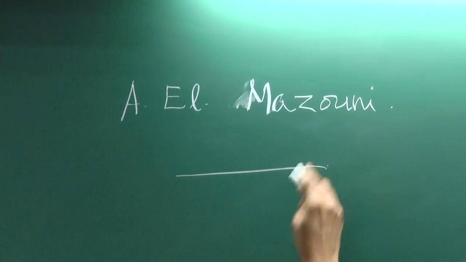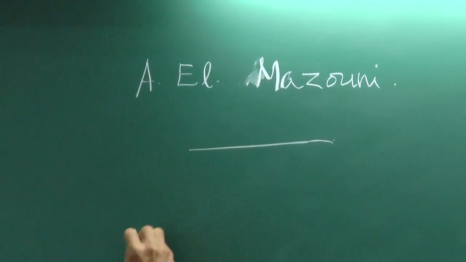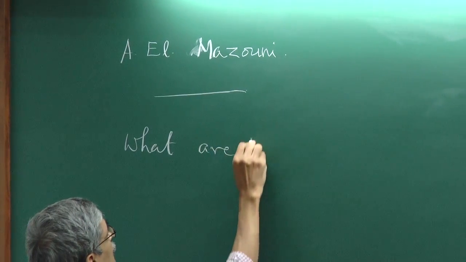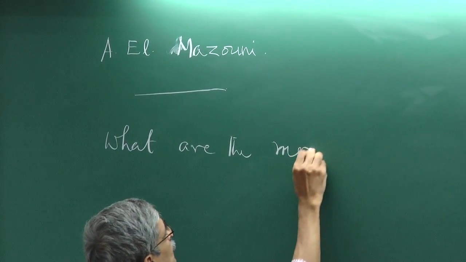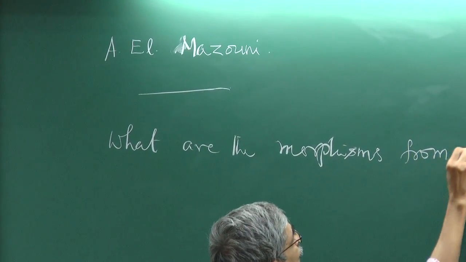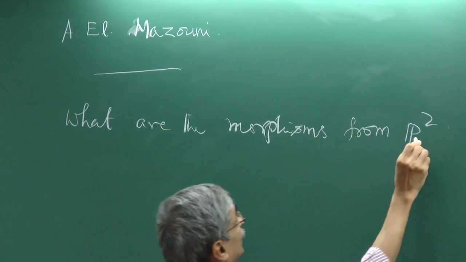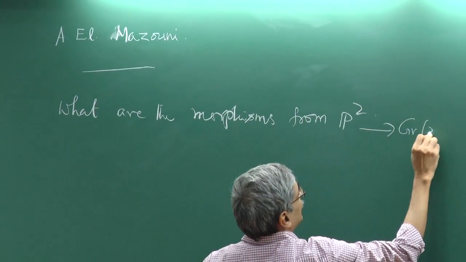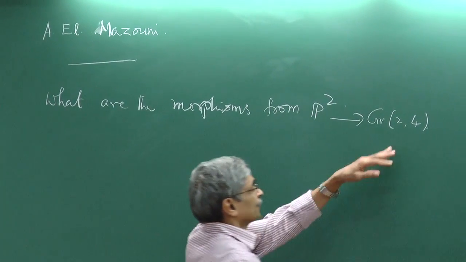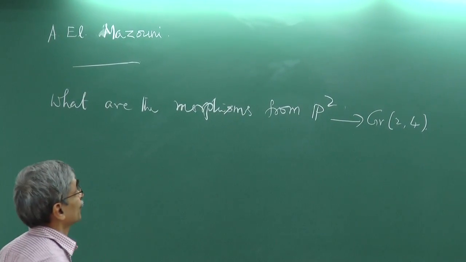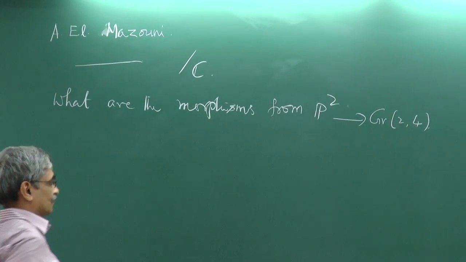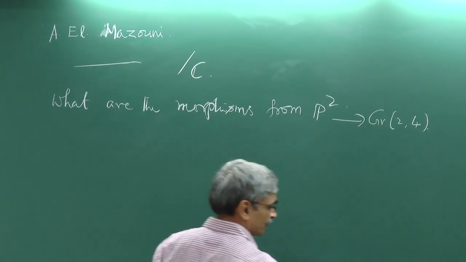Our interest is to study what are the morphisms from P2 to GR24, that is, the Grassmannian of two-dimensional quotients of C4. I am always working over the complex numbers. And this is a projective space.